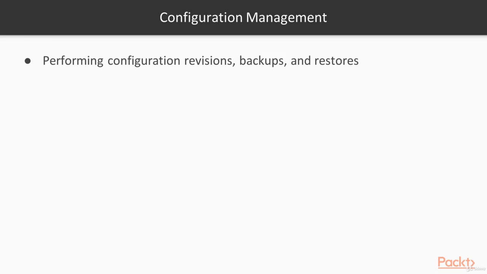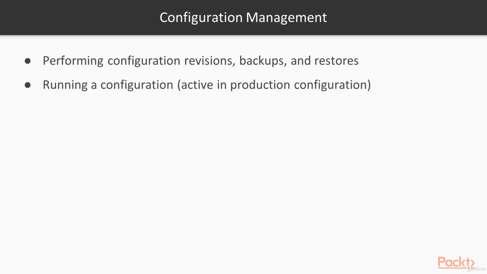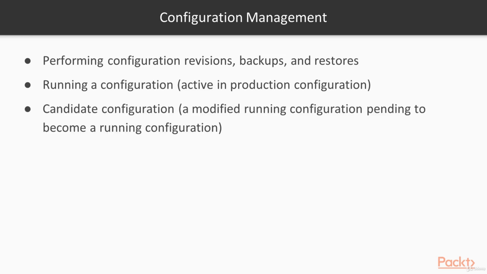We have two types of configs. We have the running config and we have the candidate config. The running config is the one that is active in production. So that's the active firewall config. This is what is currently running on the environment. And the candidate config is whichever change you made onto the running config but has not been applied yet.